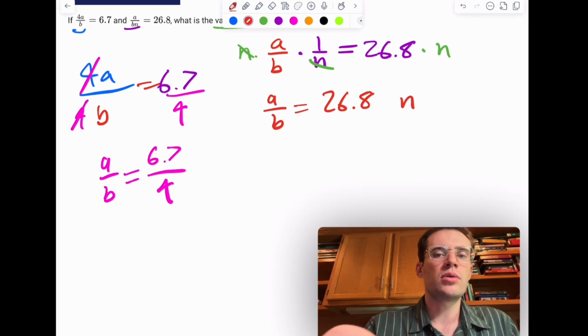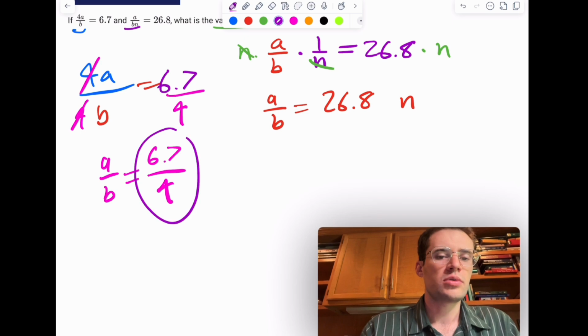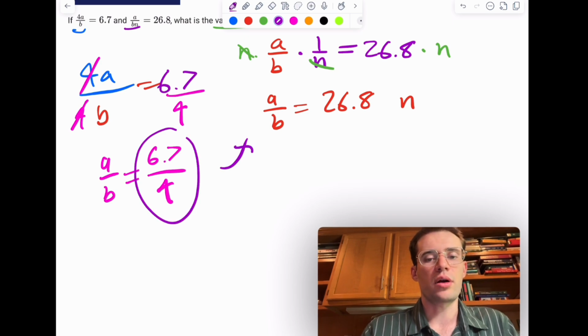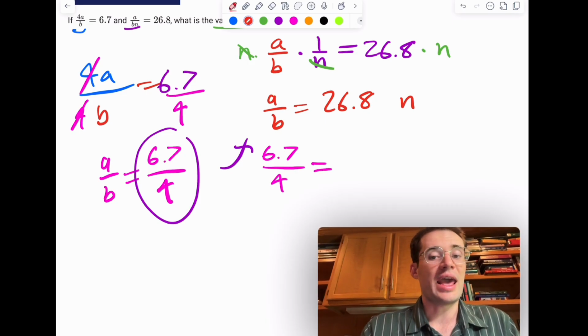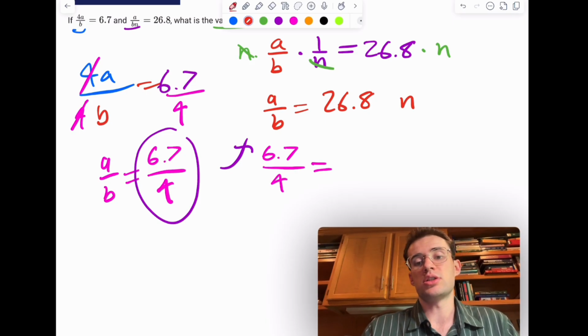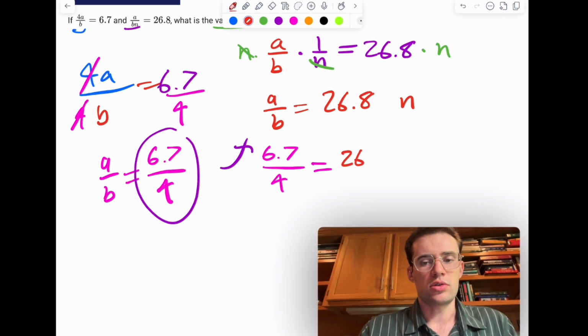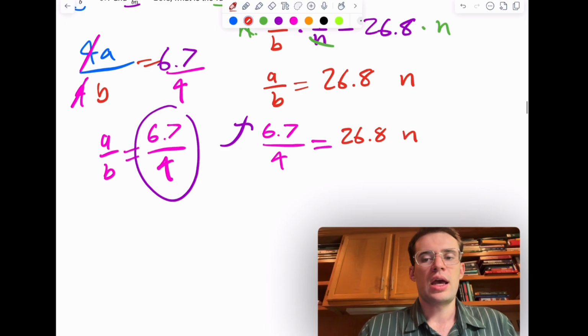Now a over b is equal to, we just solved this, 6.7 divided by 4. So let's write that here in place of the a over b, 6.7 over 4. And that doesn't mean a equals 6.7 and b equals 4, right? It's just an equivalent fraction to a over b. And then that's equal to 26.8 times n. And now to get n alone, we'll just divide both sides by 26.8.